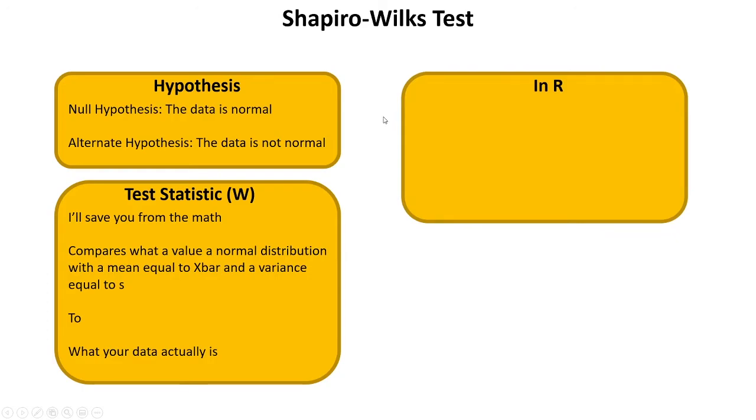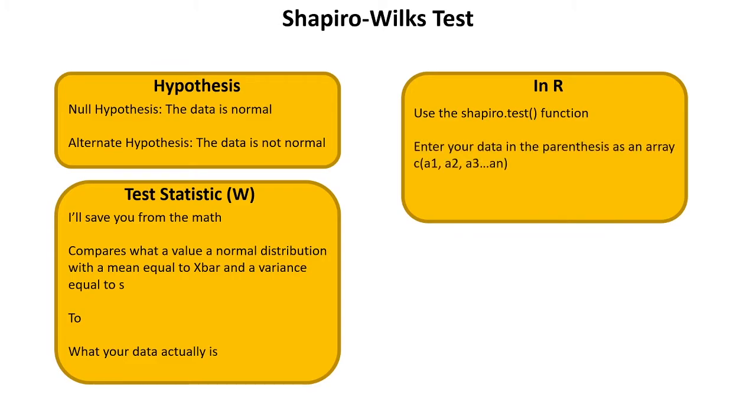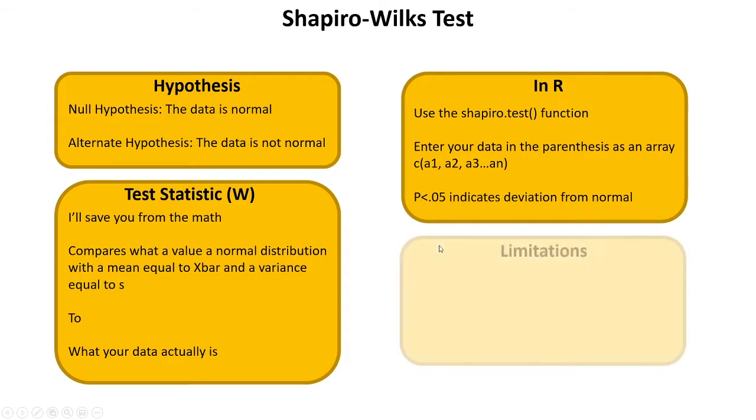This can be easily done in R using the shapiro.test function. You'll enter your data in parentheses as an array, so c open paren, data point 1, data point 2, etc. You'll put that into the test function, and then it'll spit out a test statistic as well as a p-value, and p-values less than 0.05 indicate 95% confidence that the data deviates from the normal distribution.